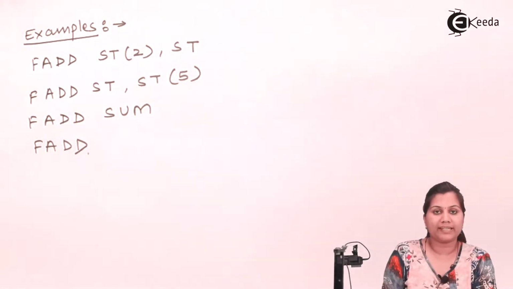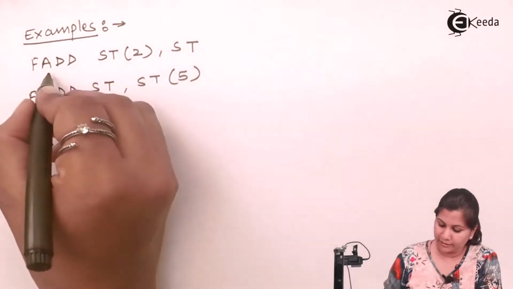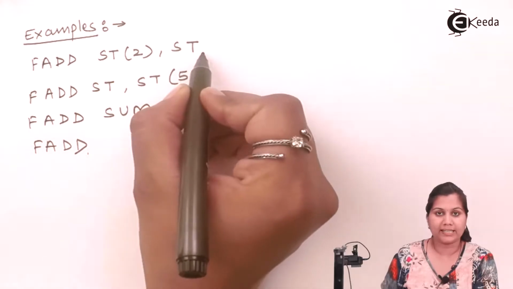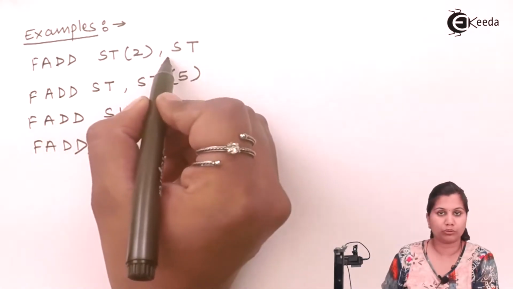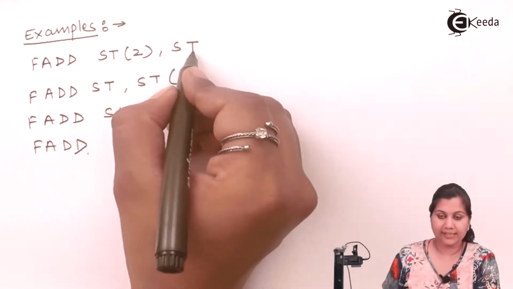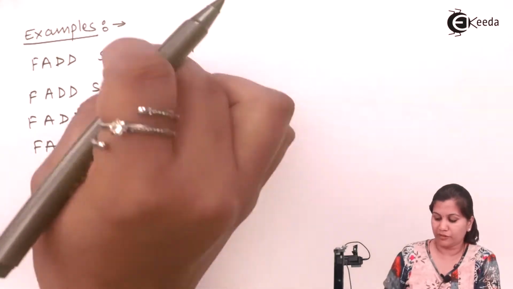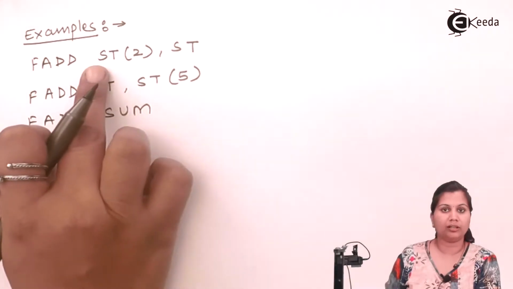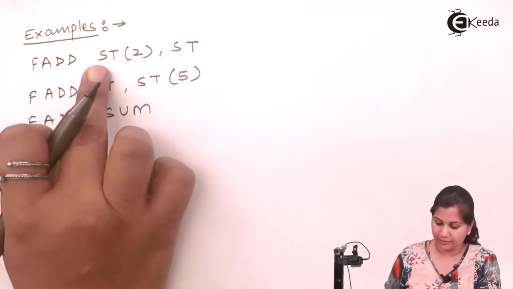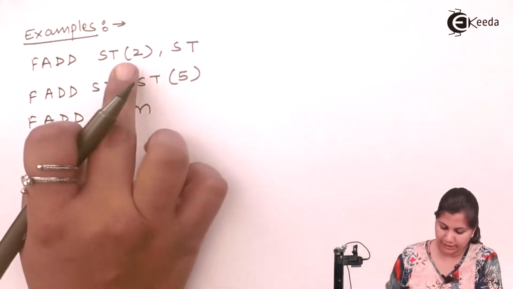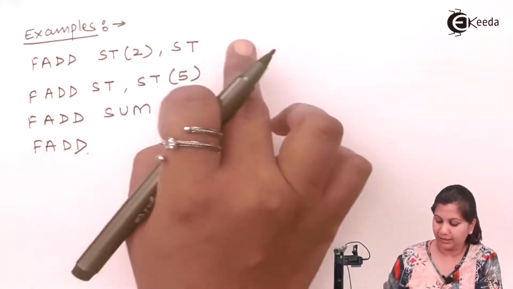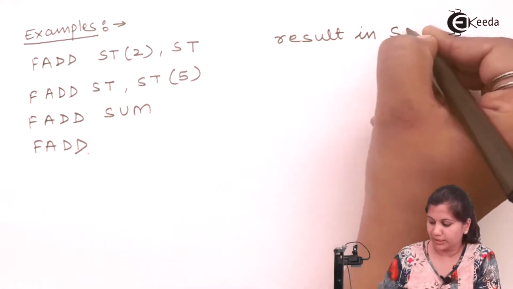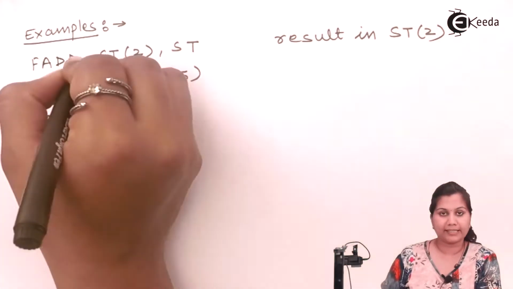So these are some of the examples of this instruction. In the first example, you can see that FADD ST2, ST means source and destination both are specified. Source is ST, means the number which is stored at the top of the stack will be added with the ST2, that is the second stack element, and the result is stored in ST2 because the result is always stored at the destination.